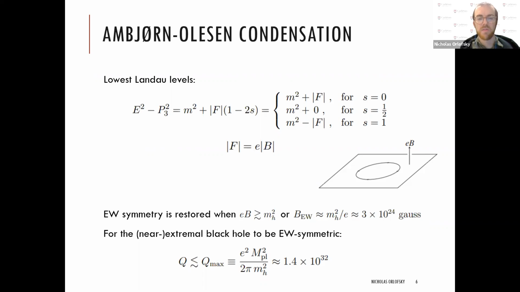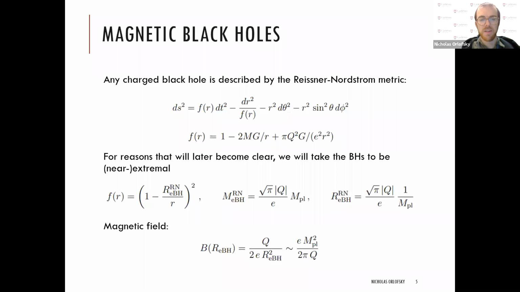And so as a result, you overall get now a positive mass squared term for the Higgs, which means that the Higgs prefers to sit at the origin where the electroweak symmetry is restored. And this happens for very high field values, 10 to the 24 Gauss.